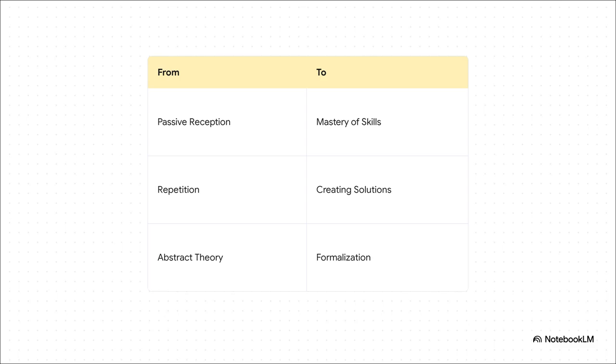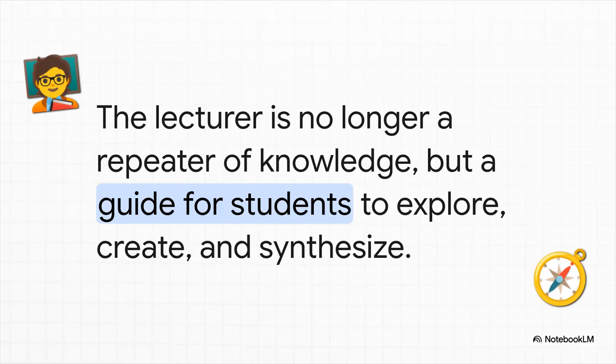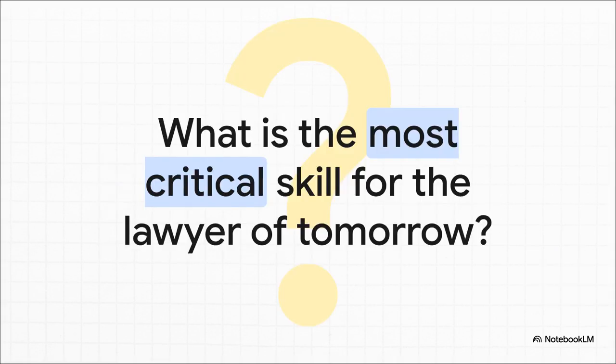It's a total flip. And in this new model, the role of the professor changes dramatically. They're no longer just a repeater of knowledge to be memorized. Instead, they become a guide, a mentor who helps students learn the methods to explore the legal landscape for themselves and to build their own solutions within it. This all brings us to a final, really important question. If law is evolving from something you primarily interpret to a system you can actively help engineer, what does that mean for the future? What becomes the most critical skill for the lawyer of tomorrow?